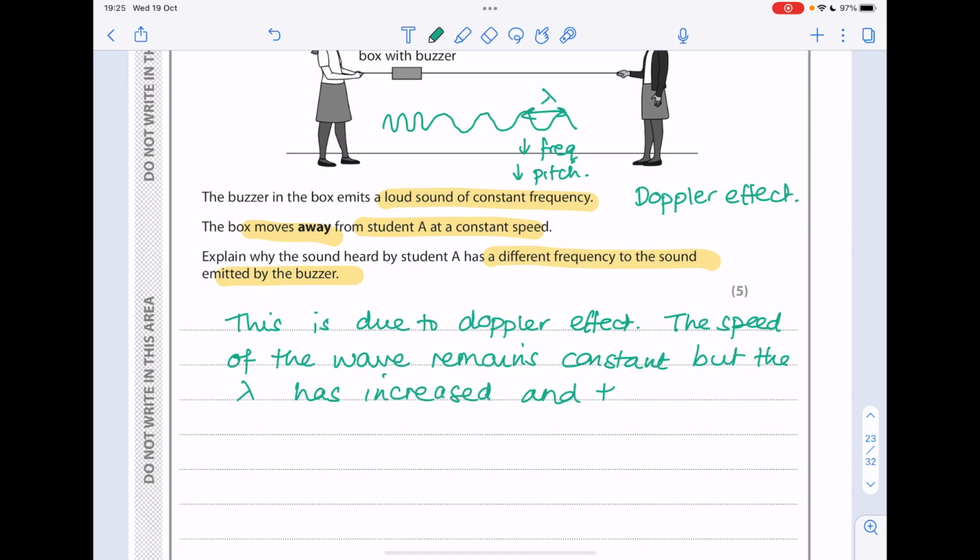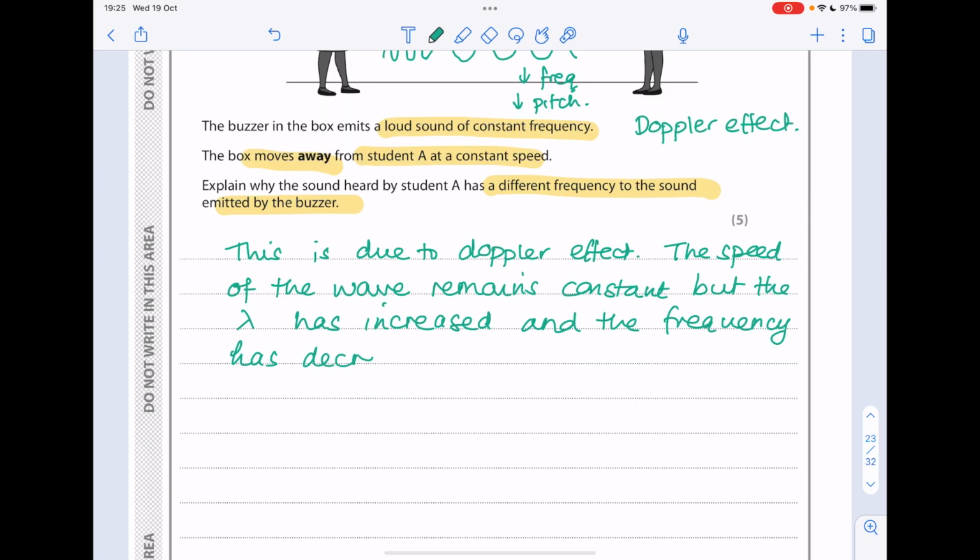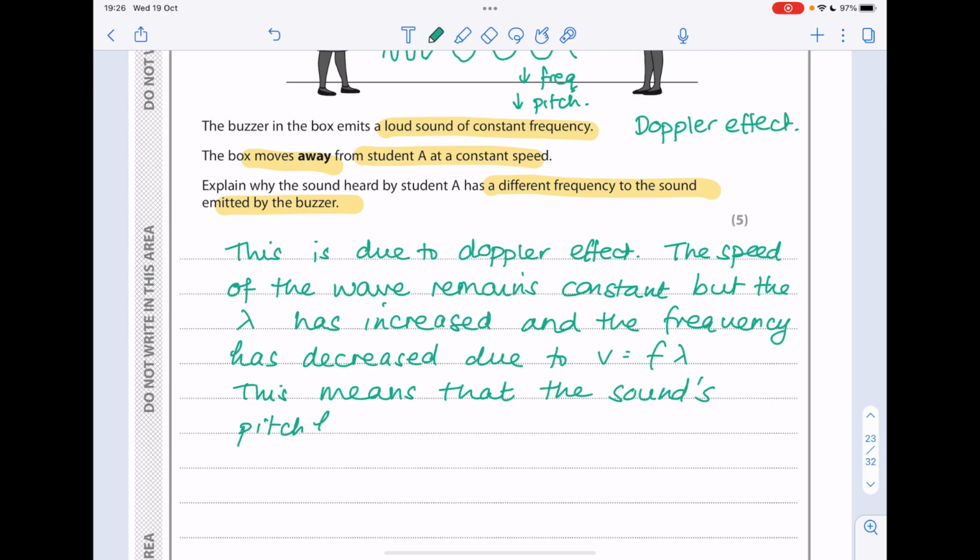And the frequency has decreased due to, state the equation, wave speed equals frequency times wavelength. So think about it. If that number remains the same, that value has increased. By definition, that value must have decreased. This means that the sound's pitch has decreased, so it sounds lower.